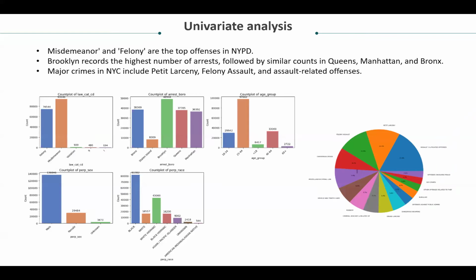As a part of the analysis, we can see that the top offenses from the NYPD data are misdemeanors and felonies. Brooklyn records the highest number of arrests, followed by similar counts in Queens, Manhattan, and the Bronx. The major crimes in NYC include petty larceny, felony assault, and assault-related offenses. Below are various bar plots provided for detailed analysis.